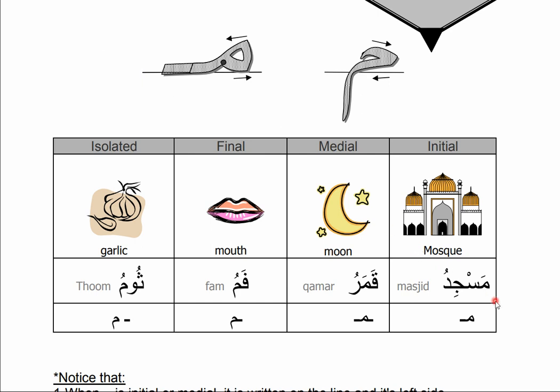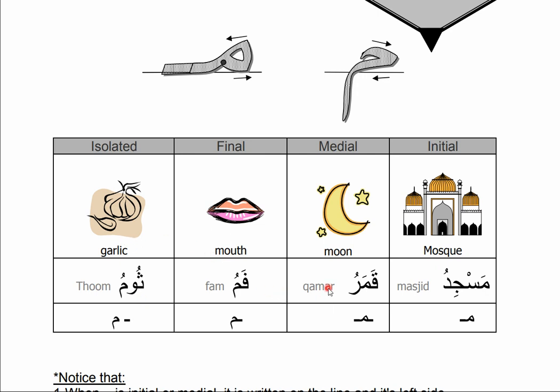So let's see. Masjidu. What is the formation of meem when it is written initially? It's the same. And when it is written in the middle, it's the same. Initial and middle are the same. And when it comes to the end and separate, isolated, what happens? The original form comes back. So masjidu, qamaru, fum means your mouth, and thum is garlic.